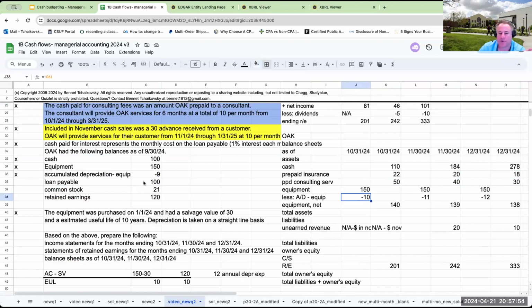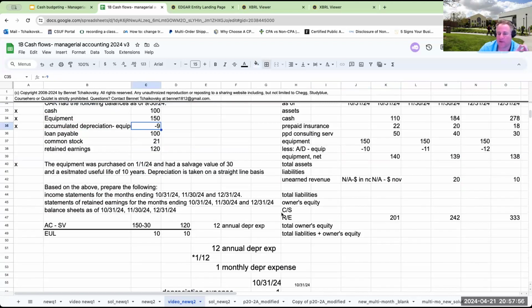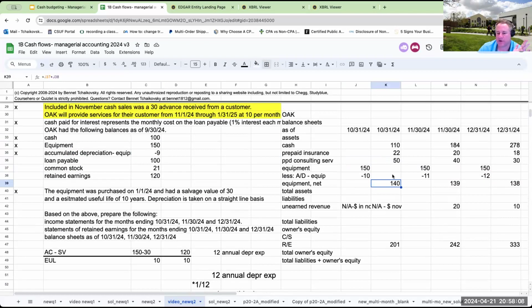This accumulated depreciation started at 9, but we computed a $1,000 monthly depreciation expense. So it's going to 10, 11, and 12. Now, the net equipment over here is going to basically be the sum of these two right over here. And now we're going to get to our total assets.